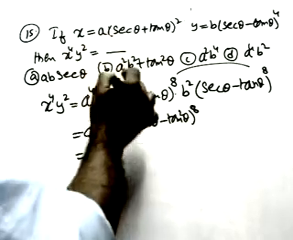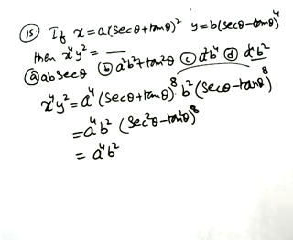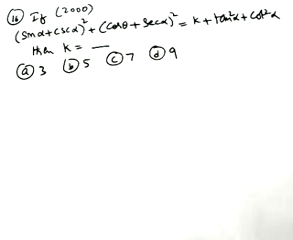1 into a power 4 b square is a power 4 b square. So this is the answer. A power 4 b square is a bit. Now see here. What is the question?